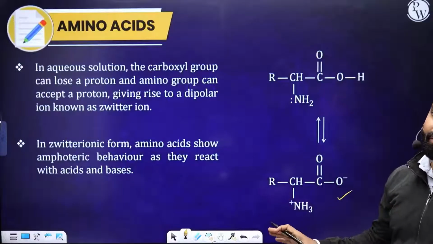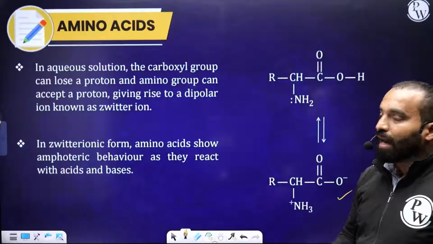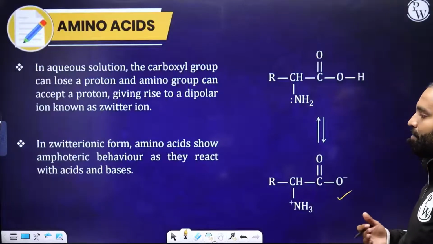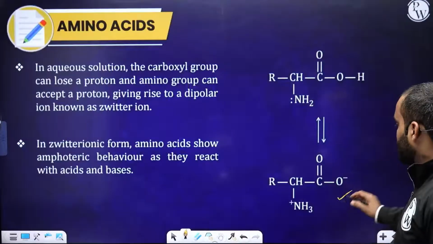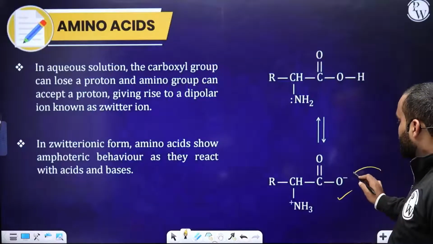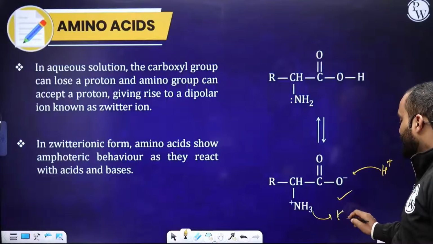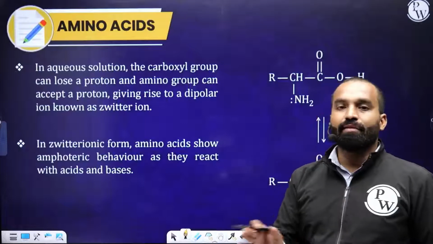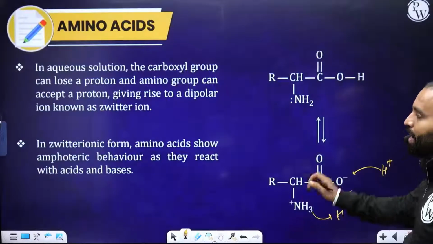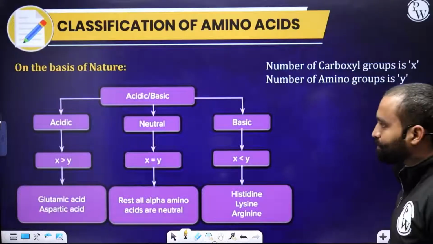They exist in the form of a zwitterion in a medium, and they can behave as acid or base whenever required. This side can accept H plus, and this side can donate H plus. So an amino acid can act as a source of acid as well as a source of base, whatever function is required.